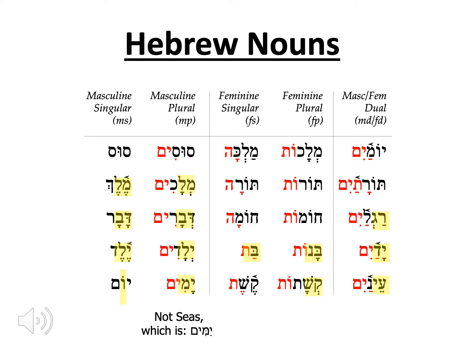Feminine singular usually ends in hey or tav. Feminine plural ends in holam vav tav. Dual is always ayim. The feminine adds an extra tav for atayim. Focus on the endings, and you'll get used to them to the point that you won't even think about it anymore, because they are everywhere.